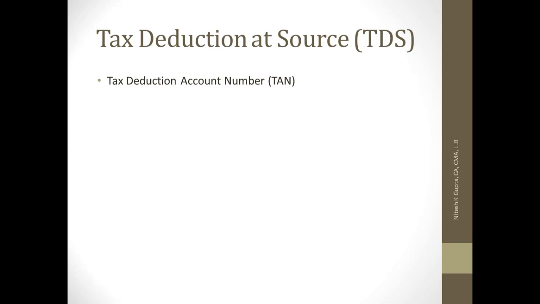Now, the tax deduction account number. Whoever is deducting TDS, whoever is paying some money to someone and deducting tax out of that money at source, needs to apply for a tax deduction account number first. Then from this number only can he deposit the TDS and file the returns, and it is the identity for the purpose of deducting tax. It's a 10-digit alphanumeric code required for deduction of TDS by all deductors.